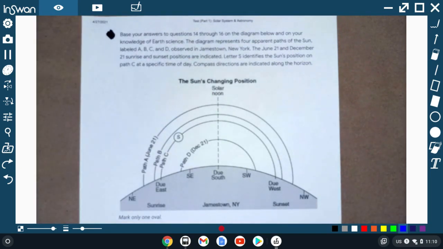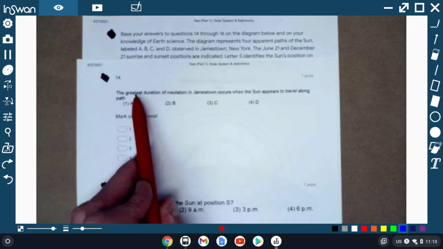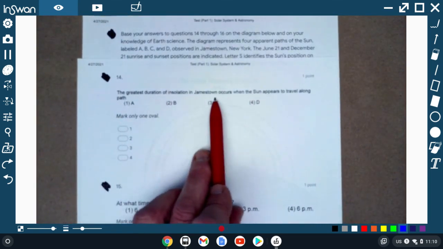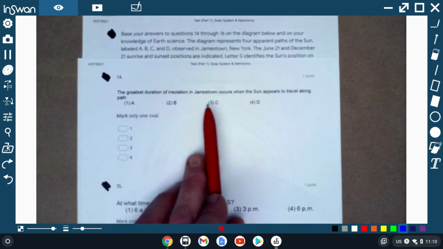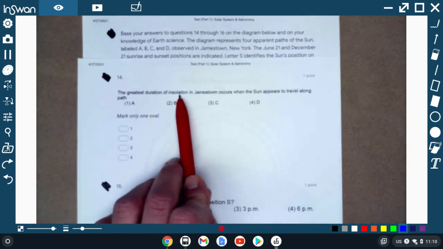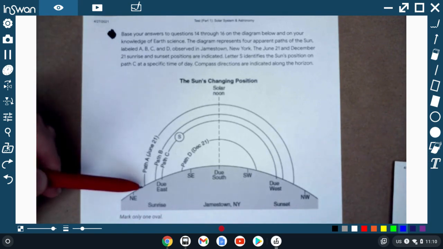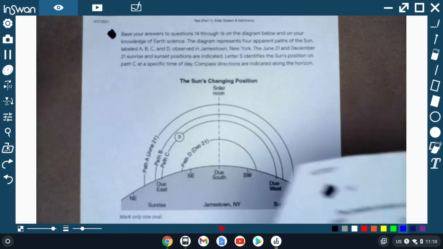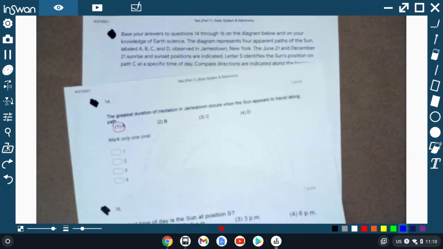Let's take a look at our questions here. So question 14. The greatest duration of insolation in Jamestown occurs when the sun appears to travel along which path? A, B, C, or D? Well, you have to know what insolation is, and that's the amount of energy that comes from the sun. So when is the sun out the longest? Well, that's going to be the path that is the furthest, the biggest path, or the biggest arc right here, and that is path A on June 21st. So 14 is number 1.